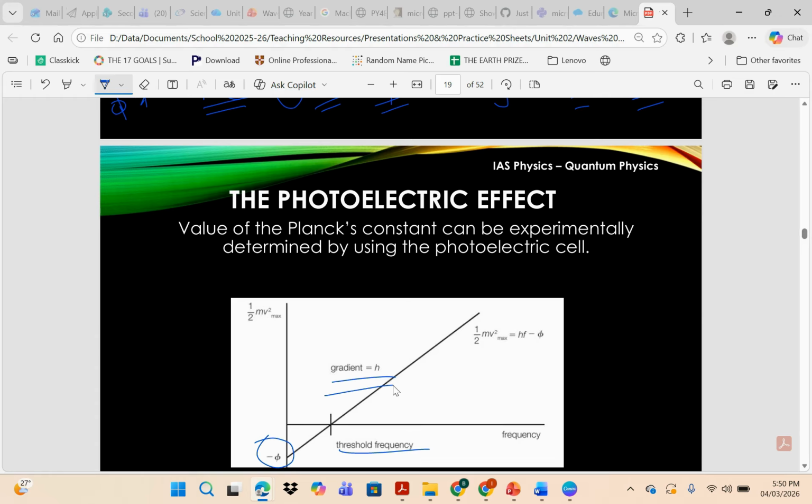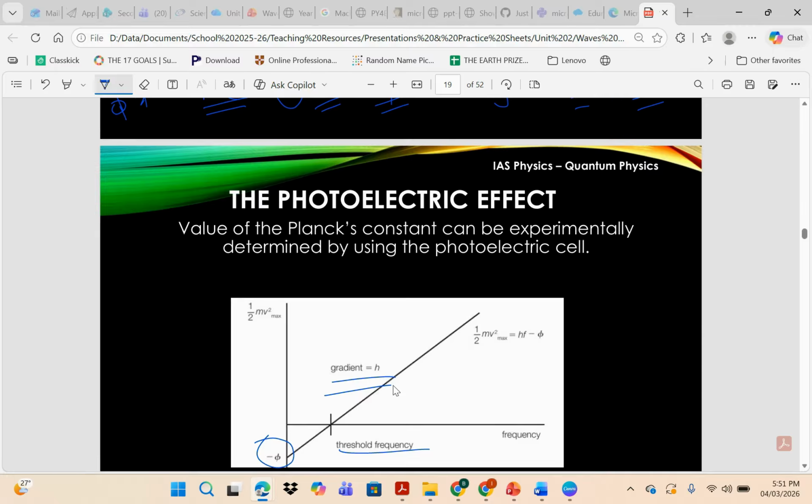And the gradient of this graph, as we saw by comparing our equation of conservation of energy with y equals mx plus c, always comes out to be a constant if we do not change the metal. No matter how many different frequencies we use for the same metal, the gradient of this graph should always be equal to h. So these three things we have to remember.